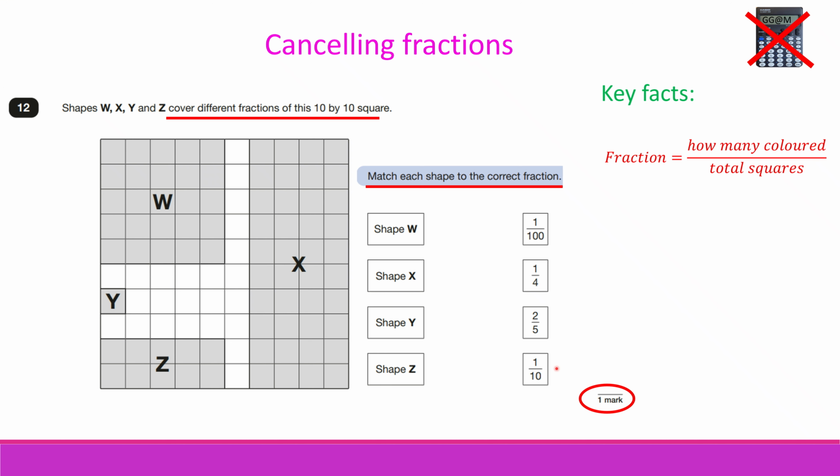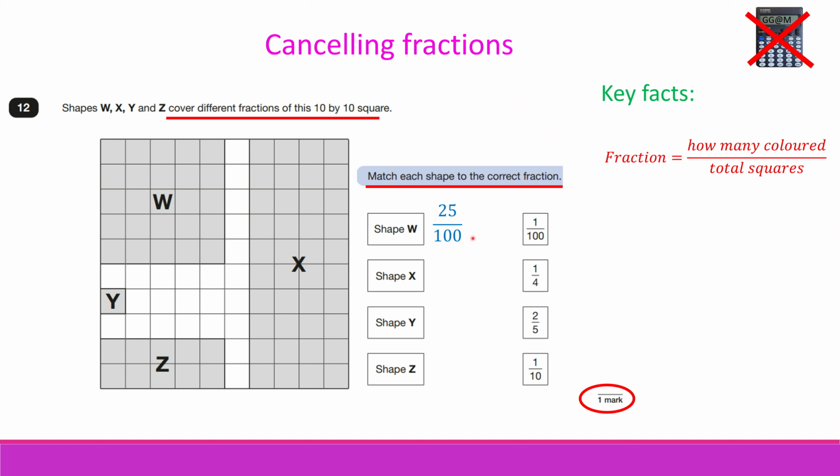Fantastic, hopefully you've managed to come up with some answers. We're going to start at the top with shape W. Here is shape W up here at the top, and you can see we are 1, 2, 3, 4, 5 squares along, and 1, 2, 3, 4, 5 squares down. So 5 times 5 is 25, so that is 25 squares here. You could count them all up if you needed to, but there are 25 squares out of the total number of squares, which is 10 times 10, which is 100. So we've got 25 over 100.